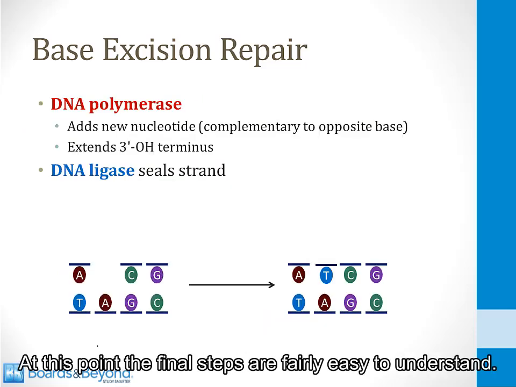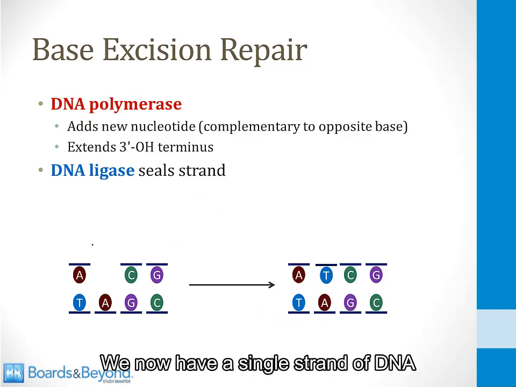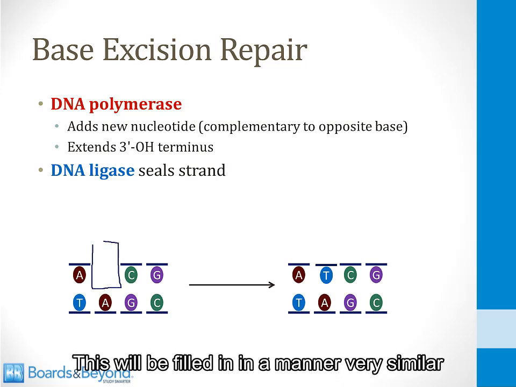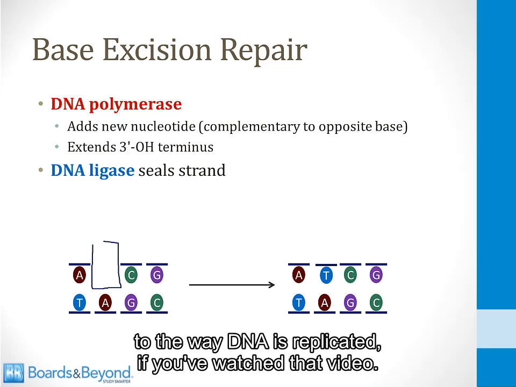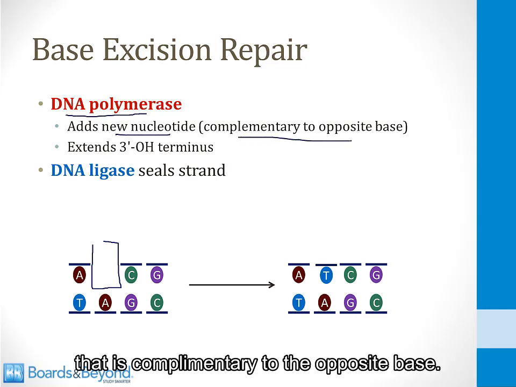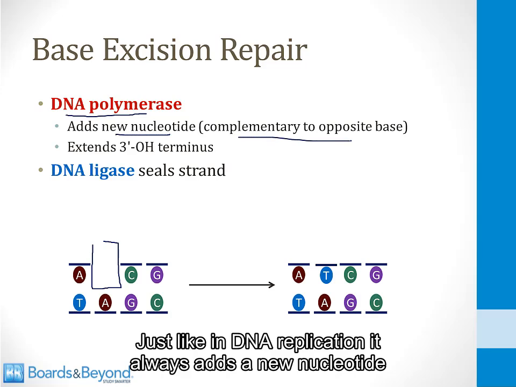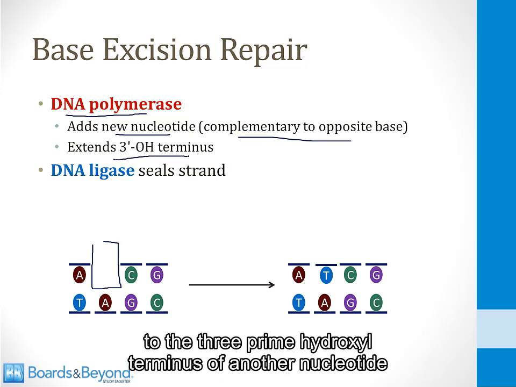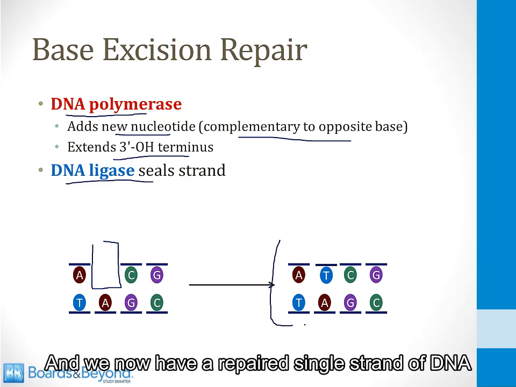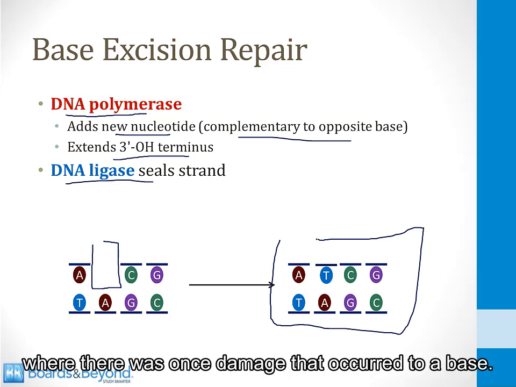At this point, the final steps are fairly easy to understand. We now have a single strand of DNA with a missing nucleotide. This will be filled in a manner very similar to the way DNA is replicated, if you've watched that video. DNA polymerase comes in and adds a new nucleotide that is complementary to the opposite base. Just like in DNA replication, it always adds a new nucleotide to the 3' hydroxyl terminus of another nucleotide, and then DNA ligase comes in and seals the strand, and we now have a repaired single strand of DNA where there was once damage that occurred to a base.